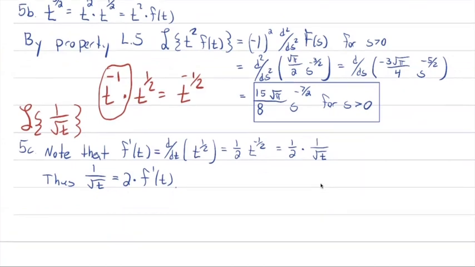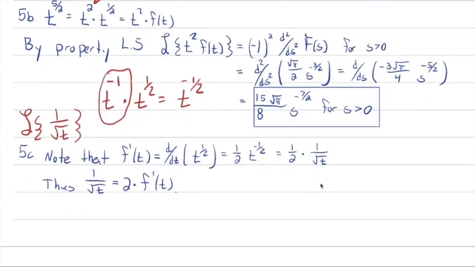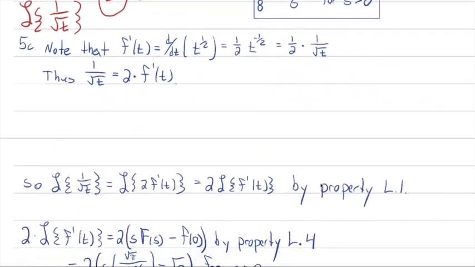And so that's kind of the key here. So the key in B was realizing this could be written as t to a positive integer times t to the 1/2. And kind of the key thing here is that the relation between 1 over the square root of t and t to the 1/2 is through the derivative. So if I want to calculate the Laplace transform of 1 over the square root of t, that's equal to the Laplace transform of 2 times the derivative of f. We can pull the 2 out, and now we have a property that says if I know what the Laplace transform of f is, then we can figure out what the Laplace transform of f prime is.